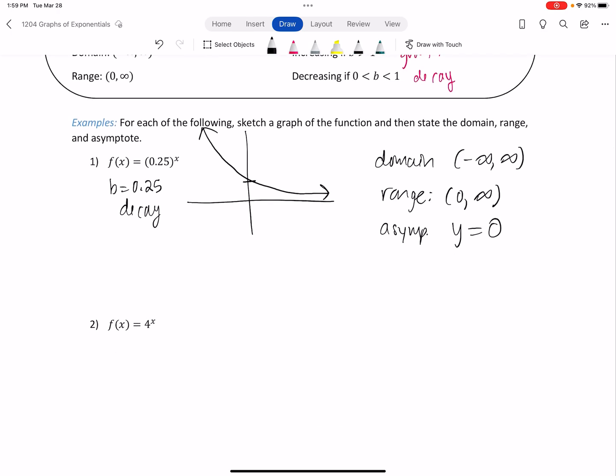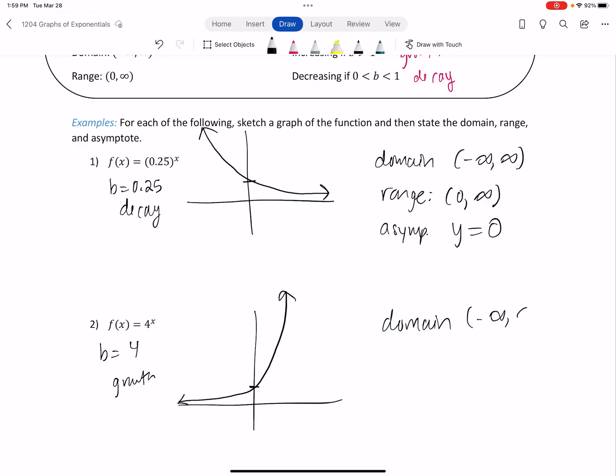Okay, 4 to the x. In this case, b is 4, so this is a growth. It still goes through 1 there. It just grows really fast, so it goes up really fast. But again, it still has all those same properties. Domain, negative infinity to infinity, range, 0 to infinity, and asymptote, y equals 0.